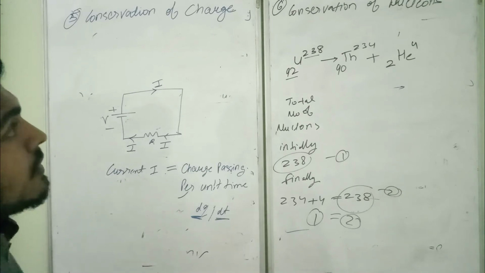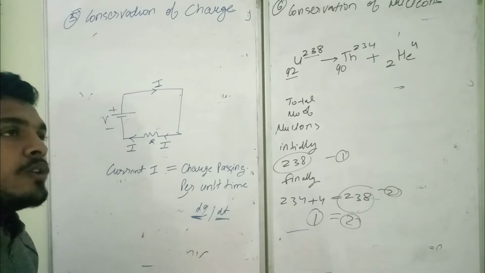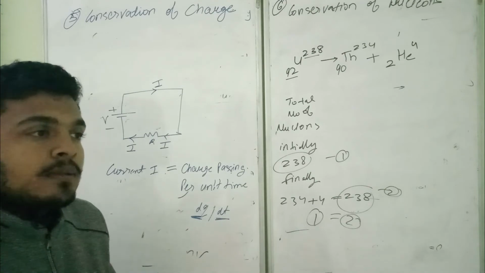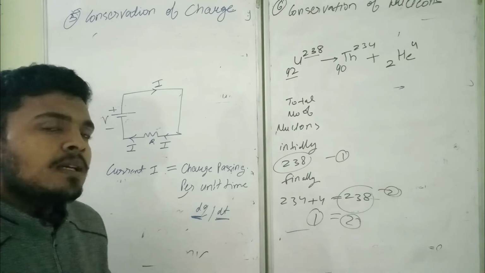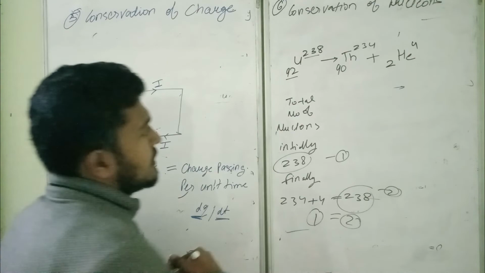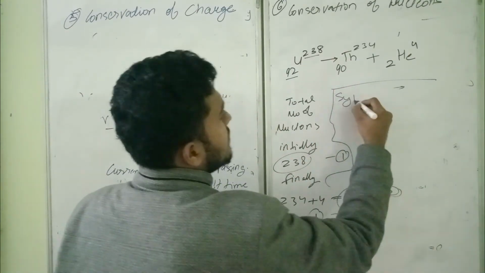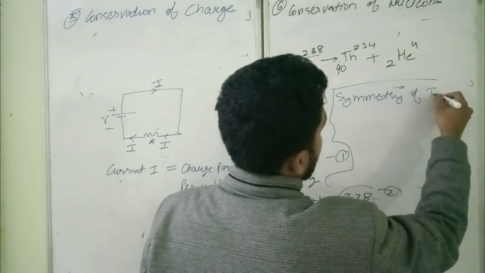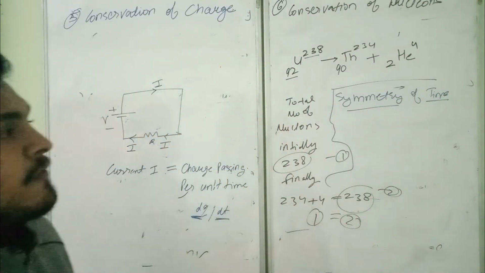Along with this conservation law, we will talk about one more thing. What is that? That is the conservation laws and the symmetry of time and the symmetry of space. What does it mean? First is symmetry of time.